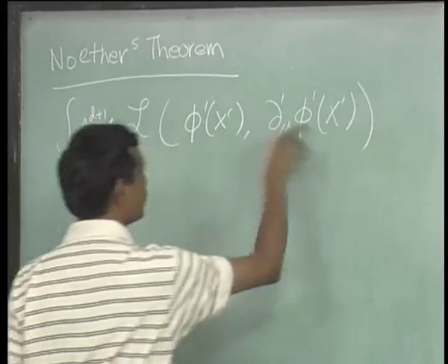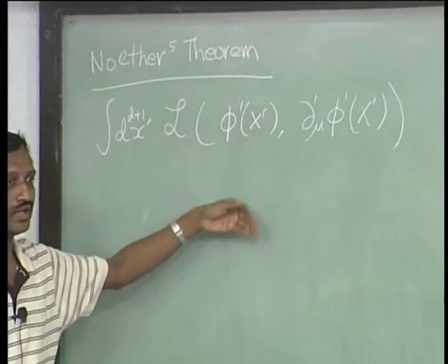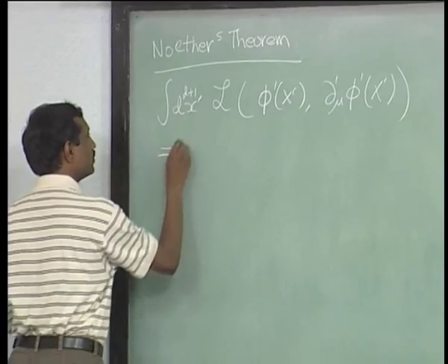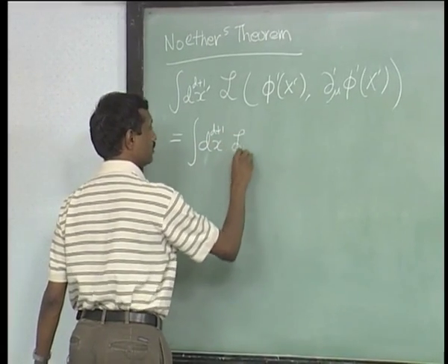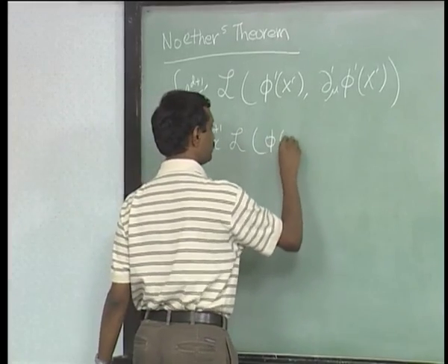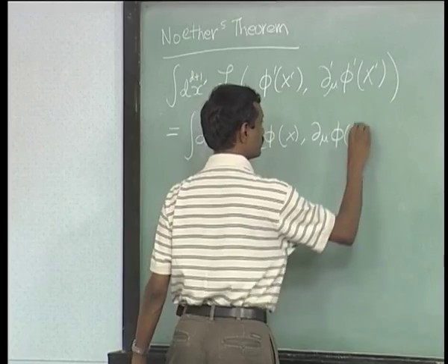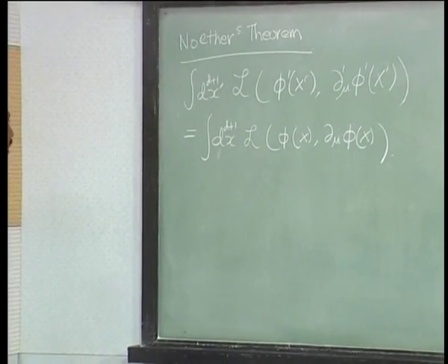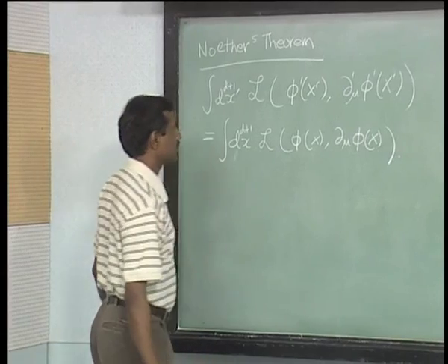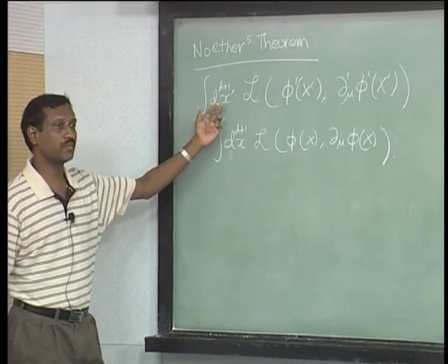The primed coordinates are where the symmetry acts and changes the coordinates from x to x prime. So, this should be equal, so this is the statement that the action should be invariant. This will be a starting point, but since we will be very general, we need to even worry about things like: does the measure change?